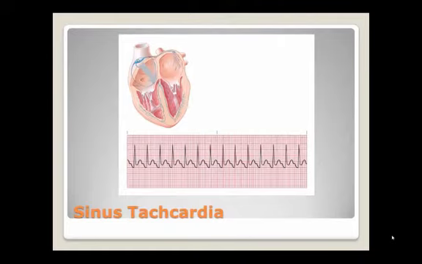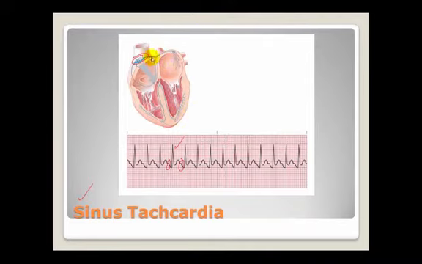So, an SVT does not have any discernible P wave. So whenever we're looking at this, this is sinus tachycardia. The reason it is because we can make out a P wave that is initiating this QRS. So that means that your actual beat is coming from the sinoatrial node.